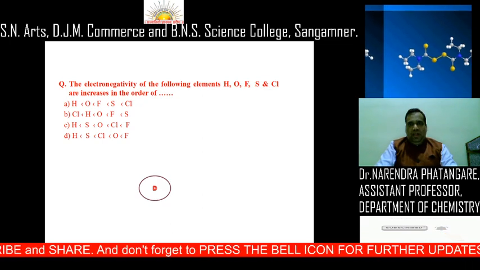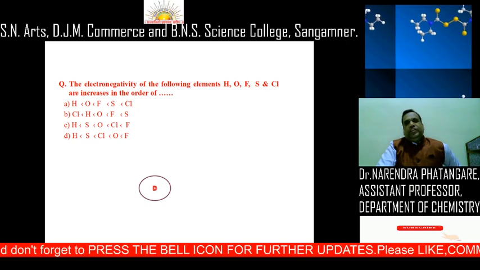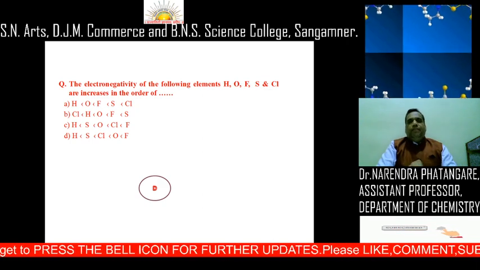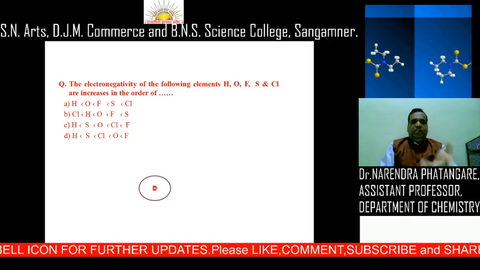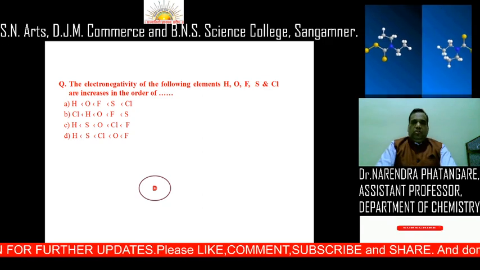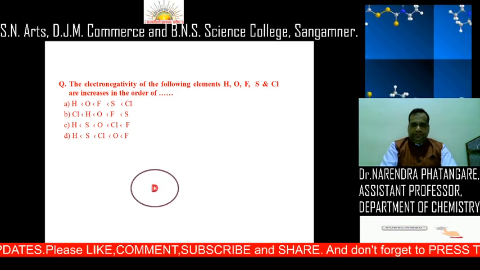By the same phenomenon, we can arrange the elements. We can look at the periodic table and see how the elements are placed in a simple way. Left to right increases, top to bottom decreases. We can come to the conclusion. The answer is D.